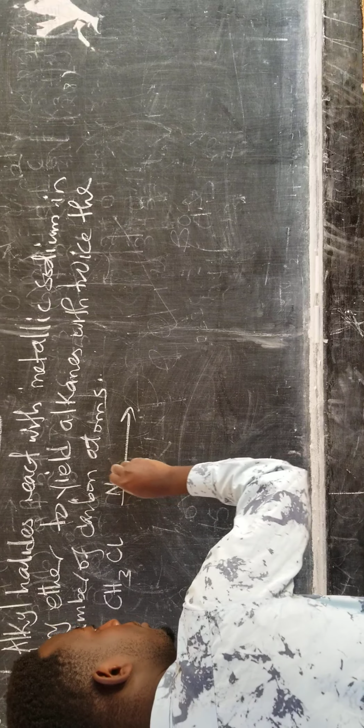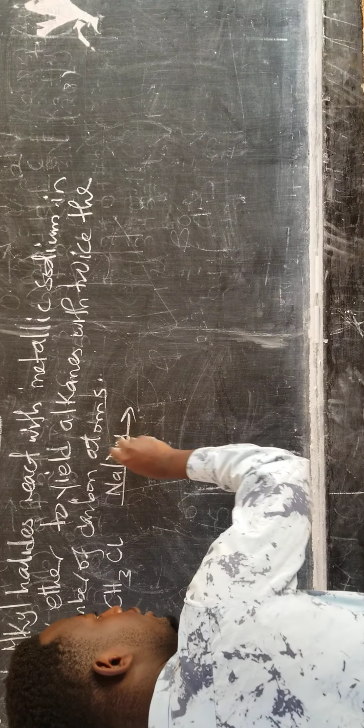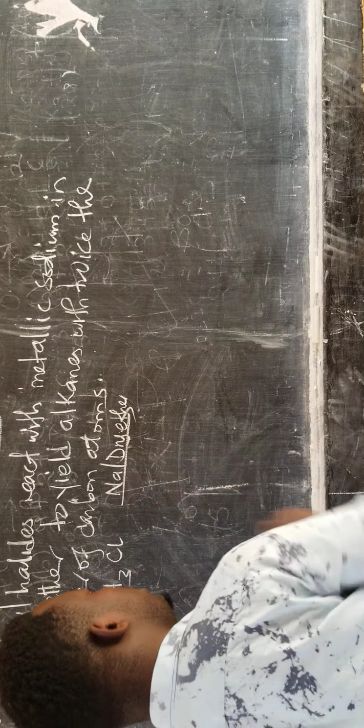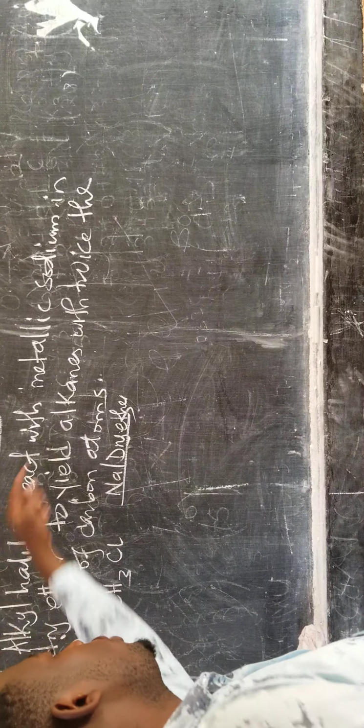For example, if the alkyl halide I'm using is CH3Cl, this is an alkyl halide. Of course, halide is a group 7 element. I'm adding sodium in presence of dry ether. I'm saying that the number of carbon atoms in the alkane formed shall become twice the original compound.